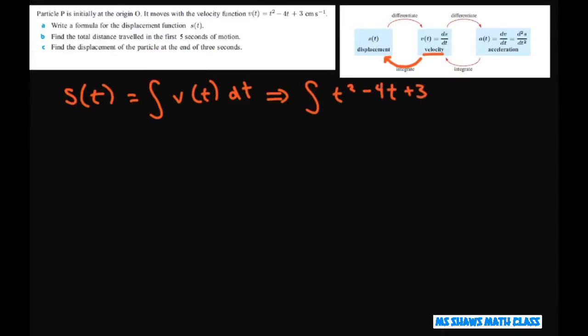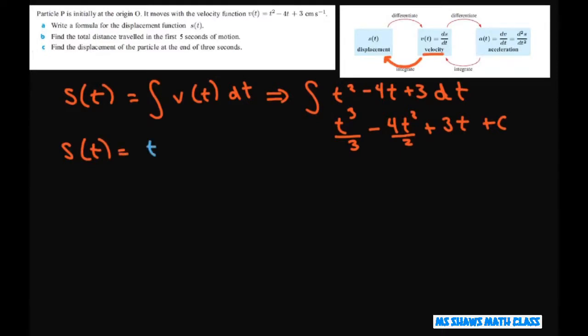So when you integrate this with respect to t, you're going to write t cubed, you add 1, divide by 3, minus 4t, we need to add 1, so that's 2, divide by 2, plus 3t, plus c. So our s of t, as you simplify, is just going to be t cubed divided by 3, minus 2t squared, plus 3t, plus c.